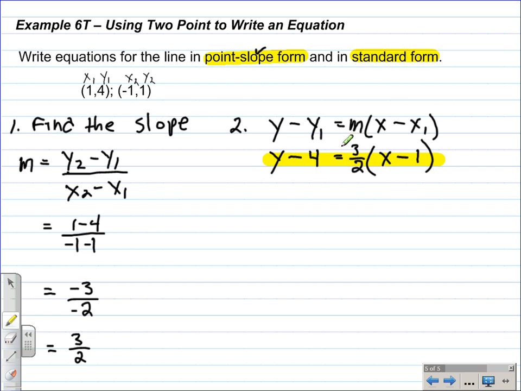Their answers can vary here because we could have used the other point.